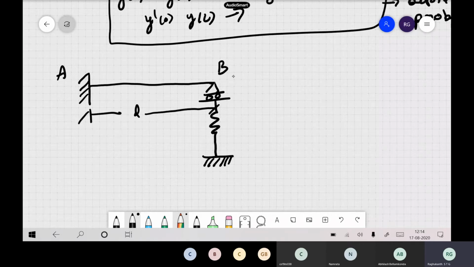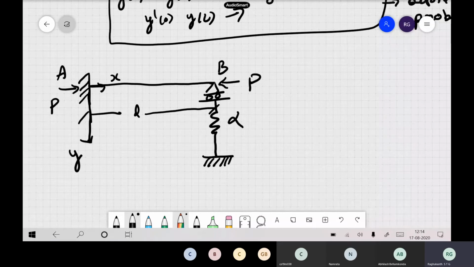Okay, and then it is subjected to this buckling we are interested in. So P, a load, you have. Then the spring stiffness is some alpha. Now we want to derive this equation of equilibrium, and you take this as x, this is your x origin, and this is your y. Now let us try to derive the equation of equilibrium.